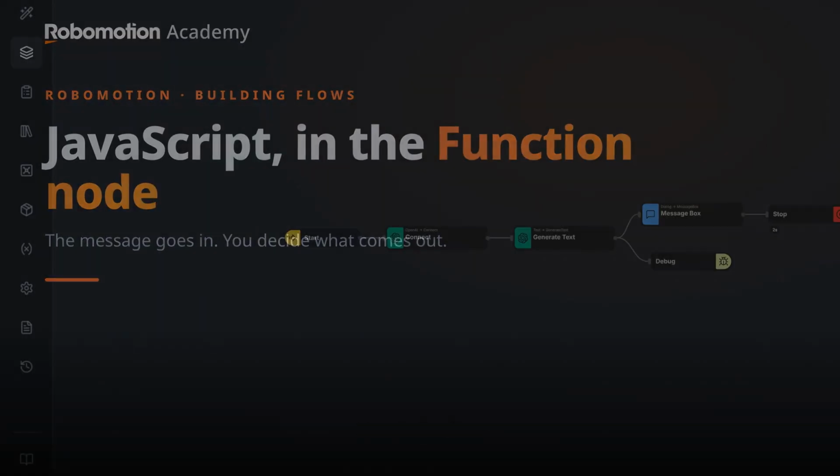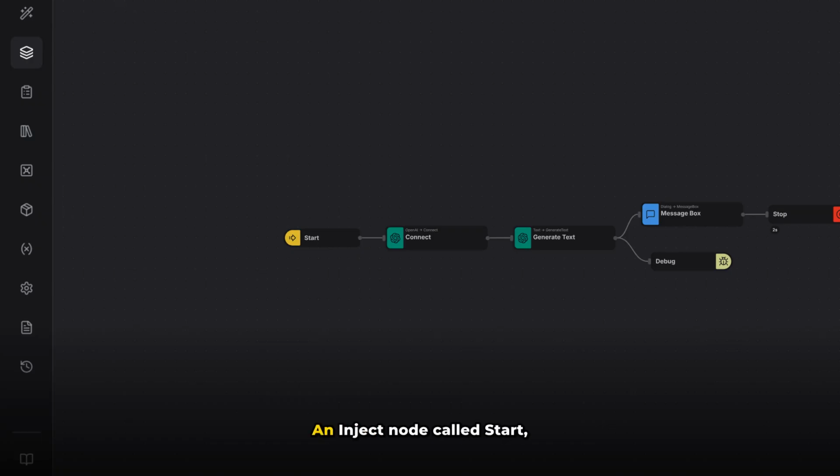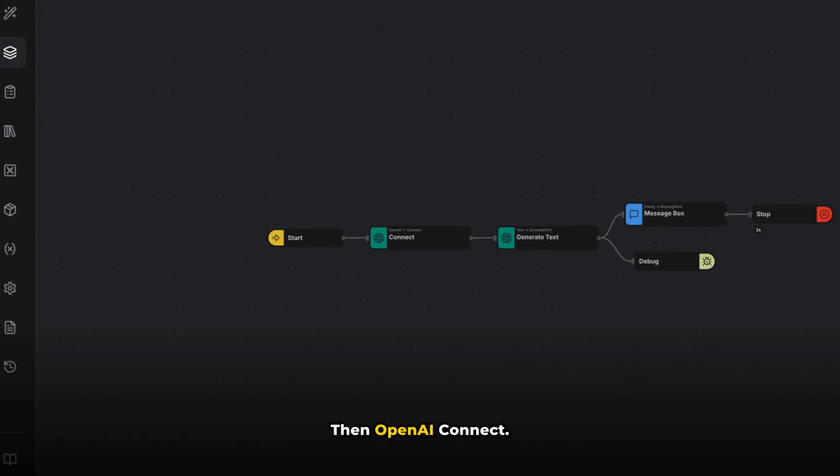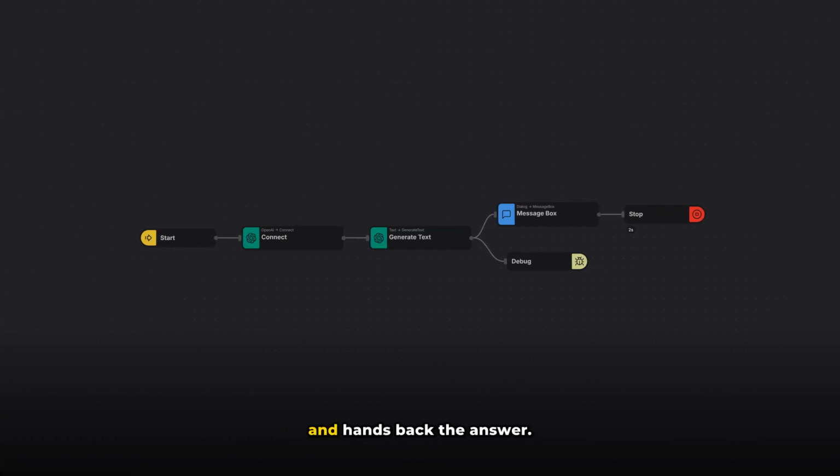Here is the flow we start from, an inject node called start, which is the trigger. Then OpenAI connect. It is set to use Robomotion AI credits, so you do not need an API key of your own. Generate text sends a prompt and hands back the answer. For now, that prompt is a fixed string, tell me a joke.